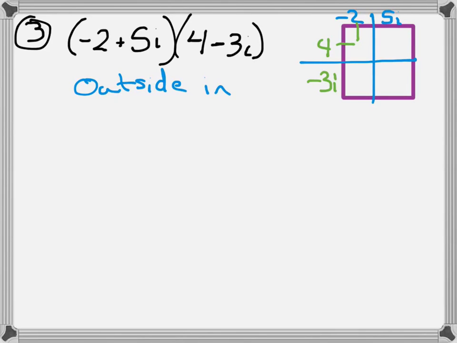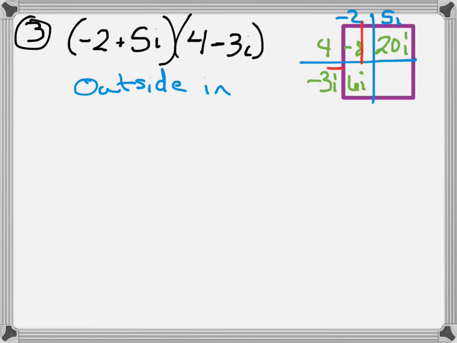So negative 2 times 4 gives me a negative 8. Negative 2 times negative 3 gives me a positive 6. I times nothing is just going to give me an i. And then we're going to do the next column the same way. So you're going to do 4 times 5, giving you 20. And then the i, there's only one of them, so 20i.